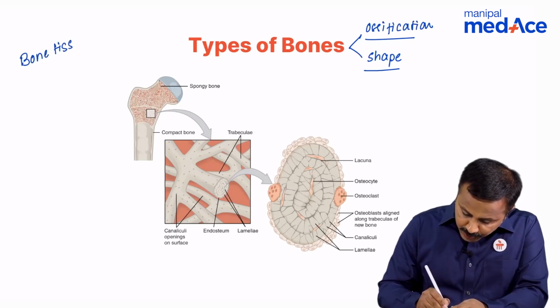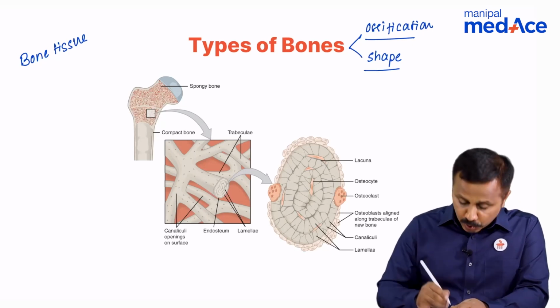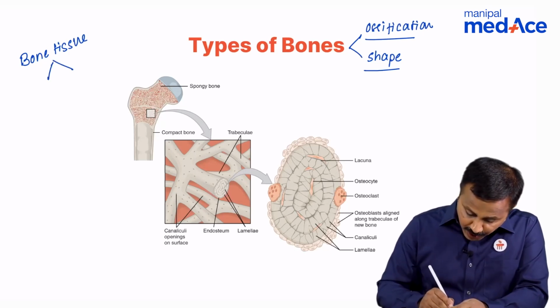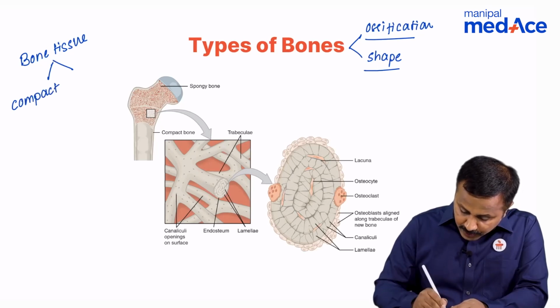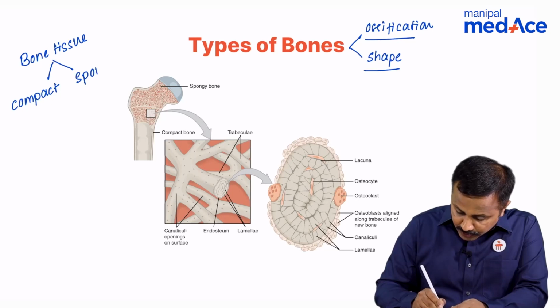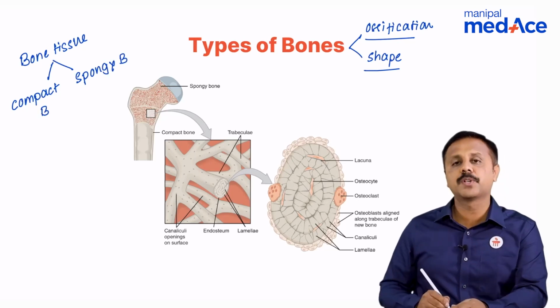What we will focus on here is, we'll try to learn a little bit about the two common types of bone tissue. The two common types of bone tissue are, one is referred to as the compact bone and the other one is referred to as the spongy bone. Right? So we have compact bone and spongy bone.